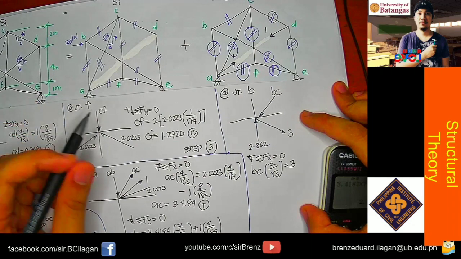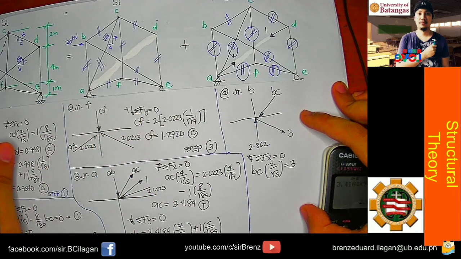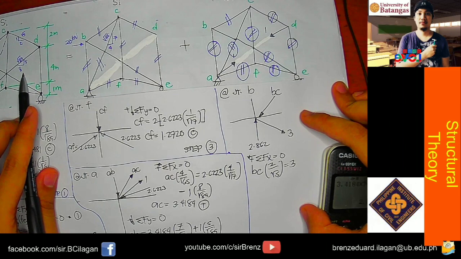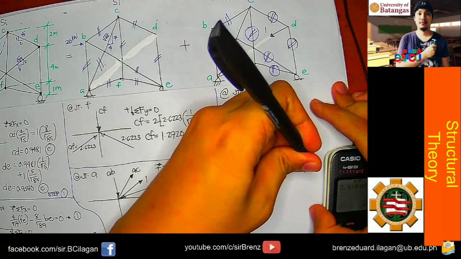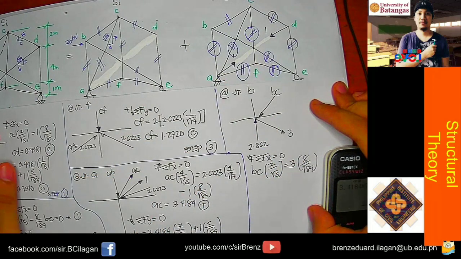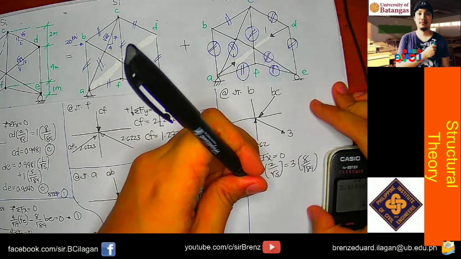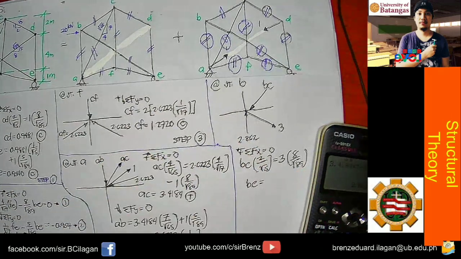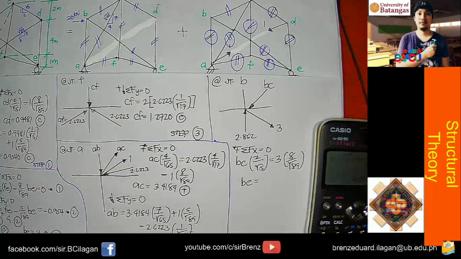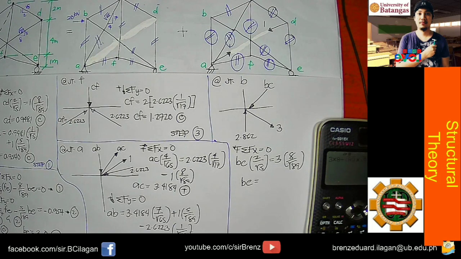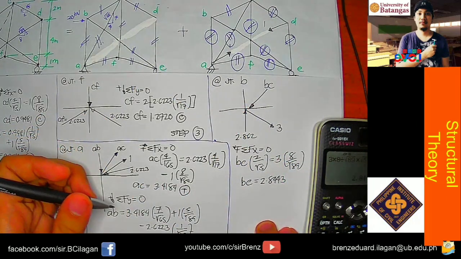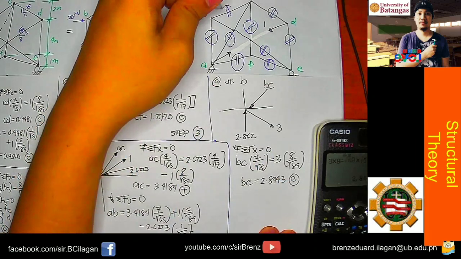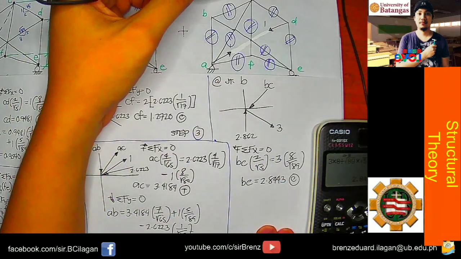Where is the 3? What is its slope? 8 over square root of 89, so times 8 over square root of 89. So what is the value of BC? 3 times 8 divided by square root of 89 times square root of 5 divided by 2. So that is 2.8443, and that is in compression. Okay, so we're done solving for the value of the delta I prime.